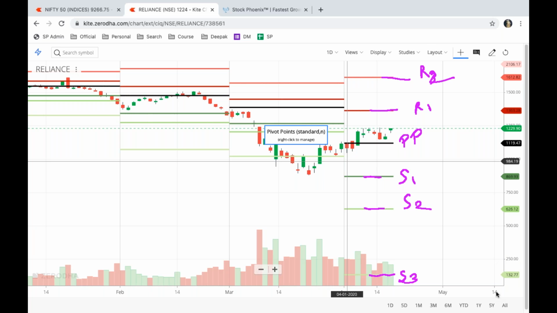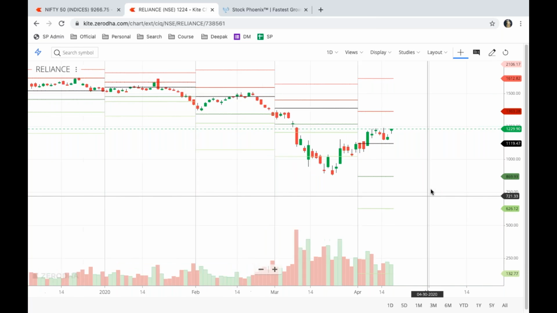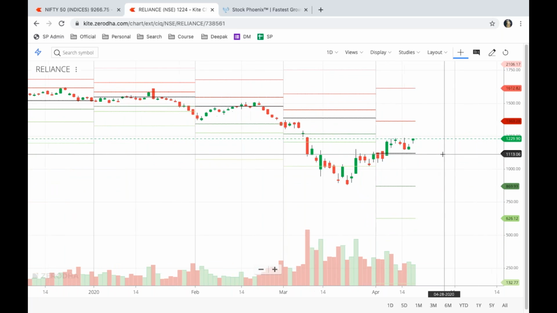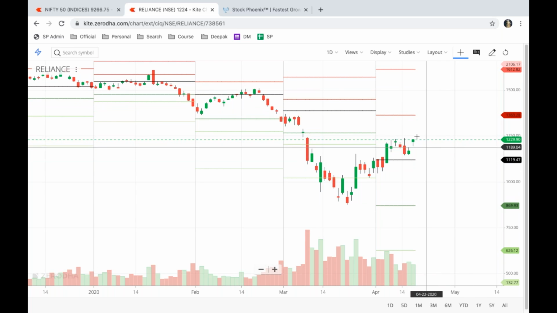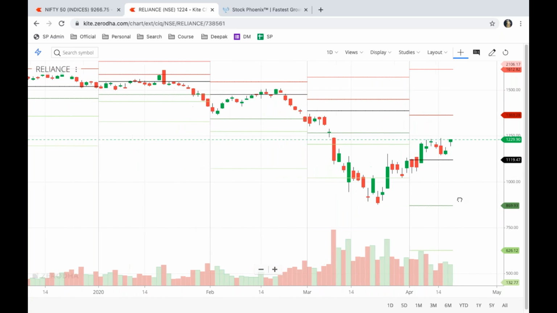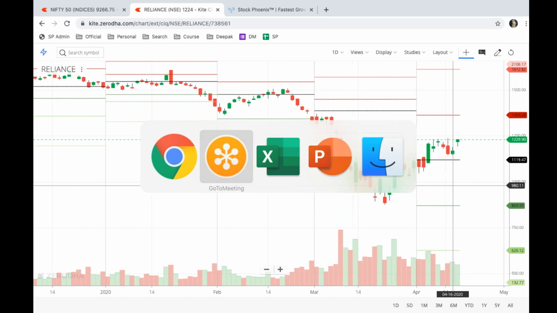So the anatomy of the pivot is: number 1, pivot point, then resistance 1, support 1, resistance 2, support 2, resistance 3, and support 3. This is the anatomy of the pivot point. Pivot is a very strong indicator, like RSI, like candlesticks. That means pivot will not allow the stock to fall down or go up so easily.